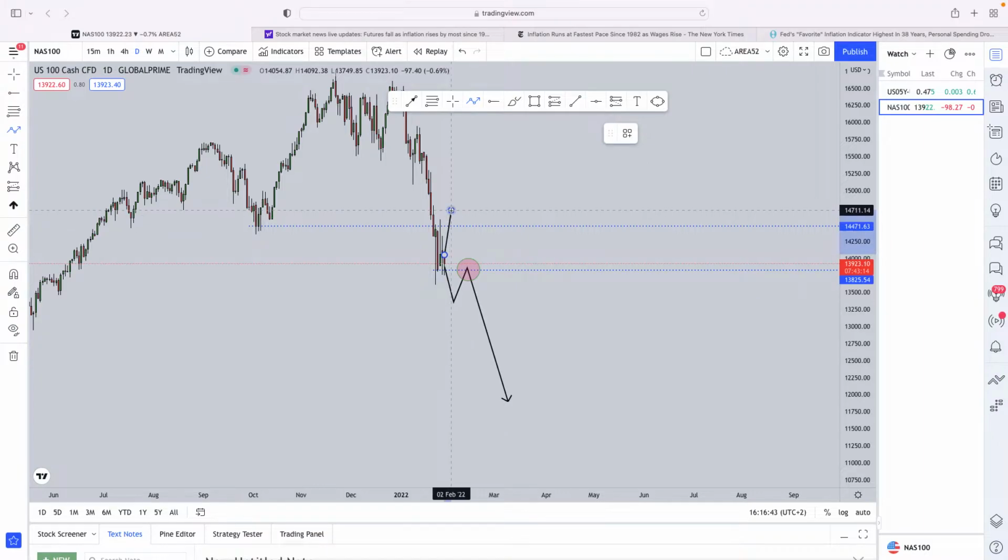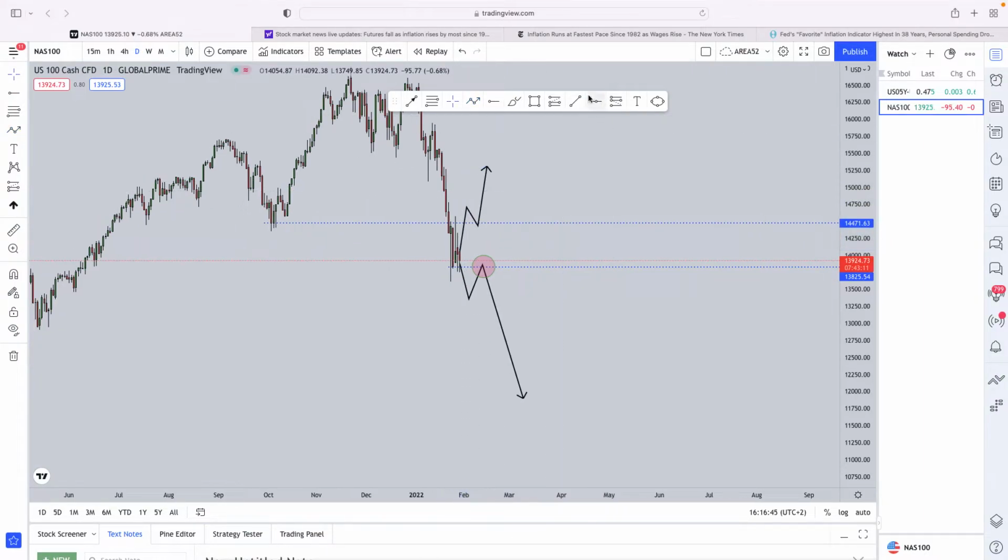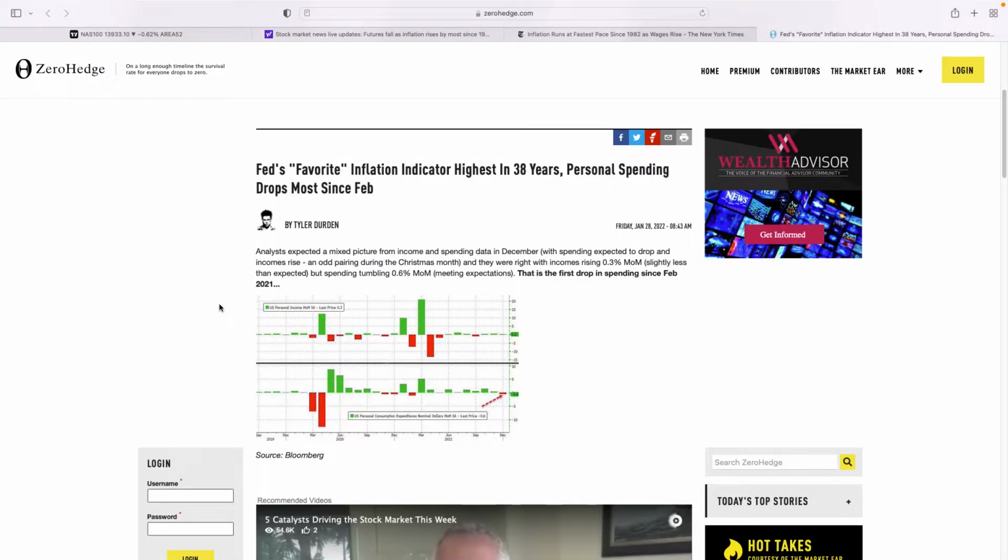Alternatively, as I always say, we have to be reactive and not predictive, and learn to adapt to the ever-changing market environment. Now if we go and take a look at what the fundamental data says. Firstly, we can see here this report from Zero Hedge. It says here Fed's favorite inflation indicator, highest in 38 years. Personal spending's dropped the most since February.